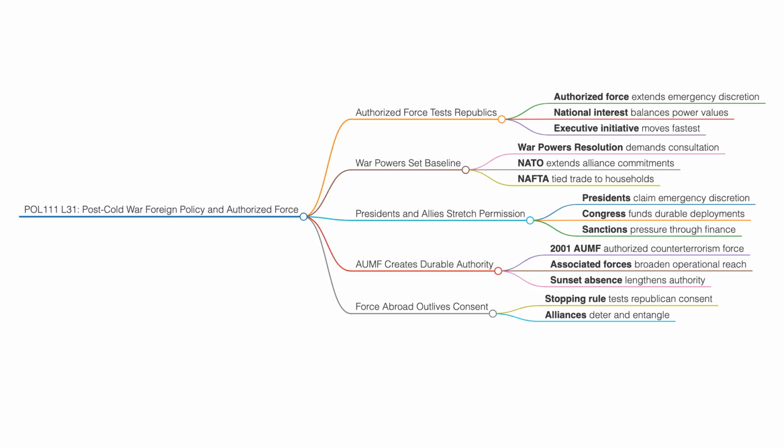After September 11, 2001, terrorism replaced regional uncertainty as the organizing threat, and the constitutional structure of foreign policy tilted even more sharply toward executive initiative under crisis pressure.